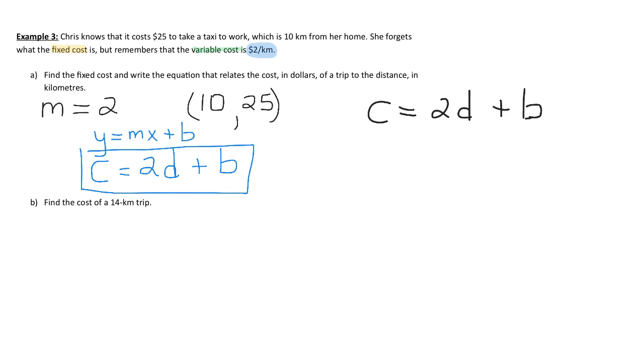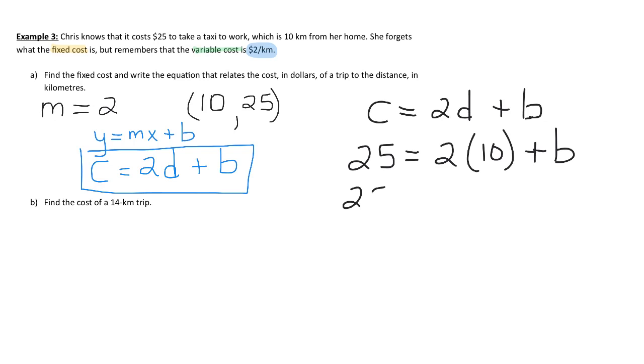So what I'm going to do next is take the point that we were given in the question and plug it into the equation in the correct spots. So the value 10 represents a distance. Remember, it was a 10-kilometer distance. So that 10 can go in the place of the letter d. And 25 was a $25 cost, so 25 is going to get plugged into the place of C. So that's going to make my equation look like 25 = 2 × 10 + b.